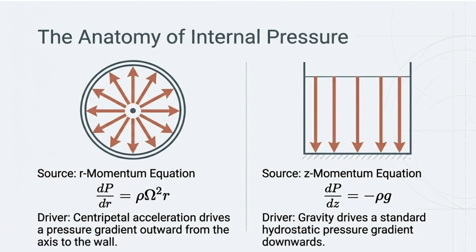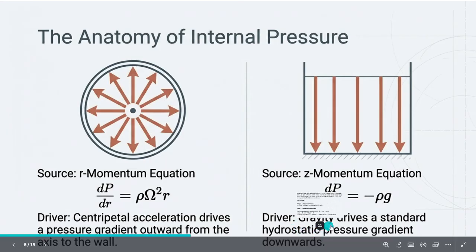After getting the value of v theta, we put the value of v theta in the above equations of r component and z component. From this we get the r momentum equation, which is dp by dr is equal to rho omega square into r, which tells that the centripetal acceleration drives a pressure gradient outward from the axis to the wall, and the z momentum equation dp by dz is equal to minus rho g, which says that gravity drives the standard hydrostatic pressure gradient downwards.